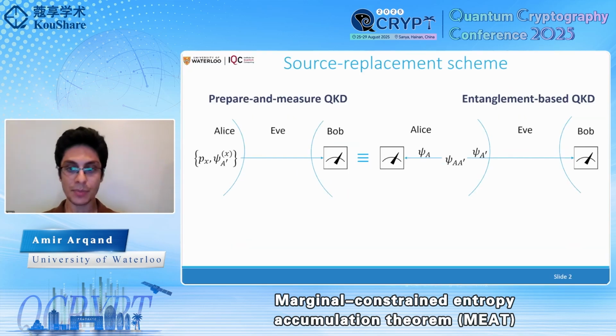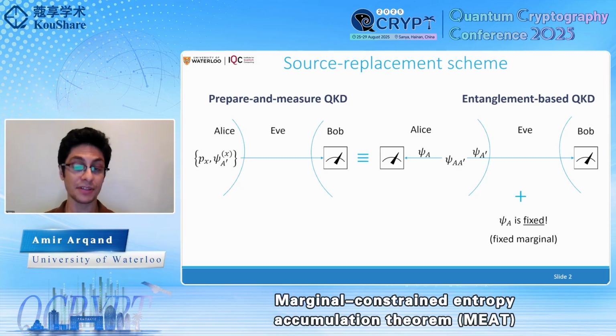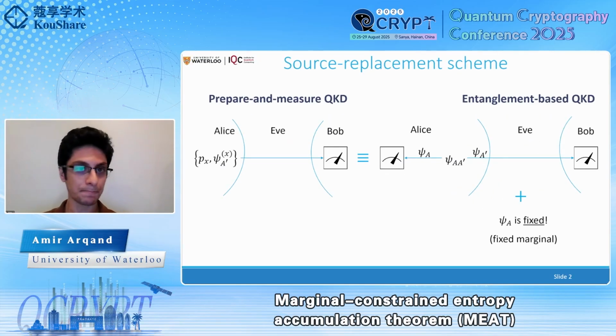However, there's a small but extremely important nuance here, and that is that because the marginal of Alice never left the lab, we have to incorporate that this marginal has to be fixed, because the adversary could not ever touch it. And so any framework that we develop that we wish to be compatible with this source replacement scheme has to somehow incorporate this fixed marginal problem.